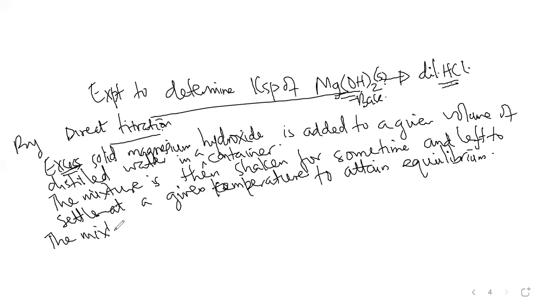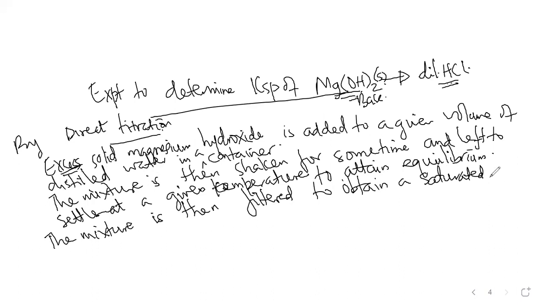So the mixture is then filtered. Why do we filter? We want to obtain a saturated solution. Remember, we add excess solid magnesium hydroxide, some dissolve, some doesn't dissolve. So we filter to obtain our saturated solution, and we put away the undissolved excess magnesium hydroxide to obtain a saturated solution of magnesium hydroxide.